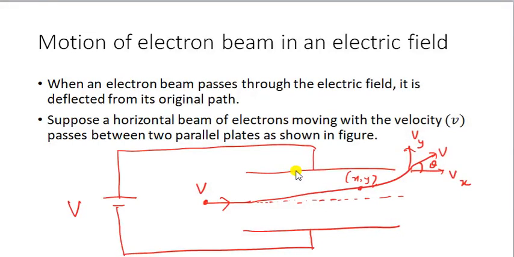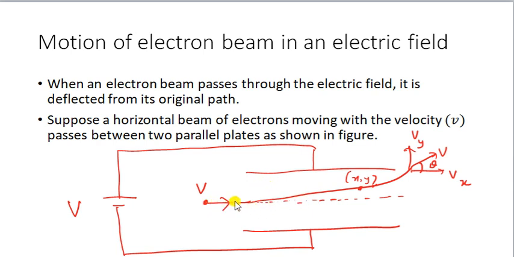Hello everyone. In this video I'm going to explain the motion of an electron beam in an electric field. As you can clearly see here, there are two horizontal plates. The upper plate is connected to the positive potential of the battery, and the other plate is connected to the negative potential of the battery. So it means that inside these two plates there is an electric field.